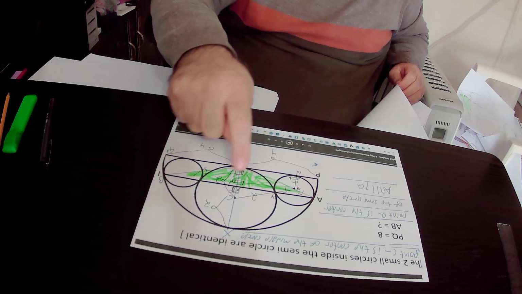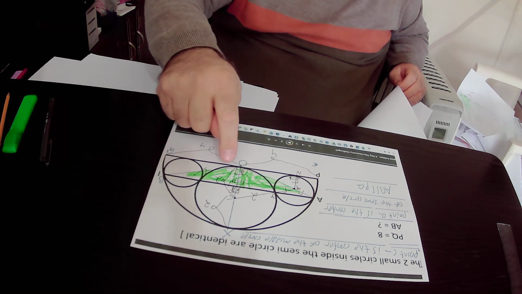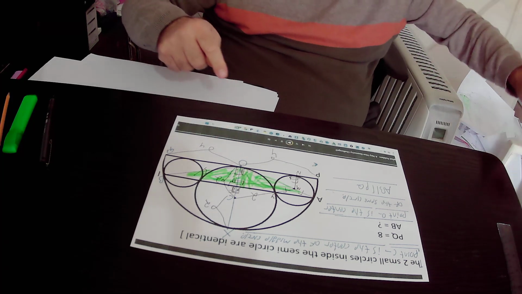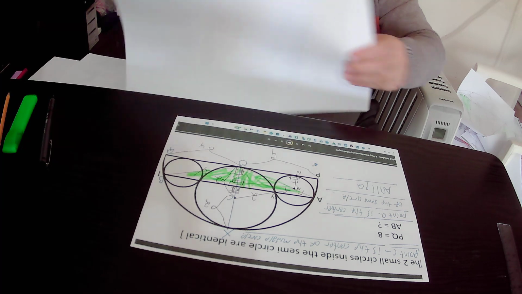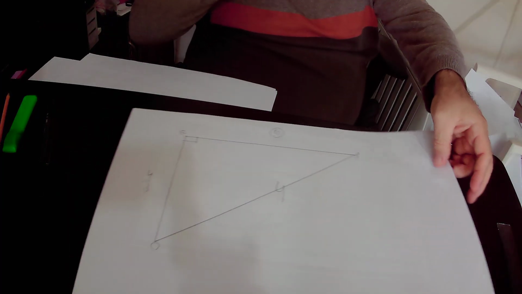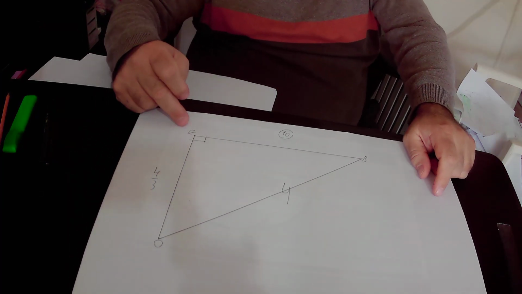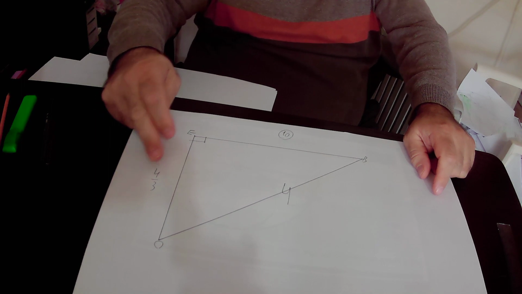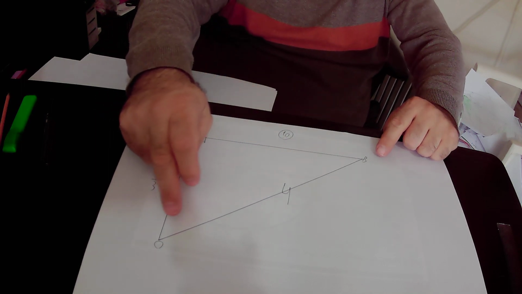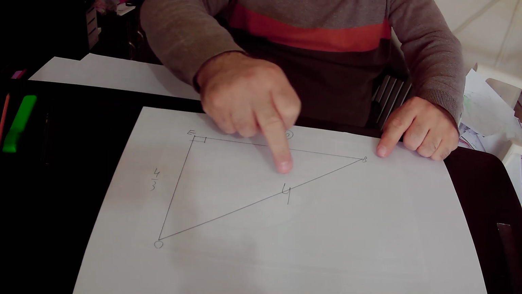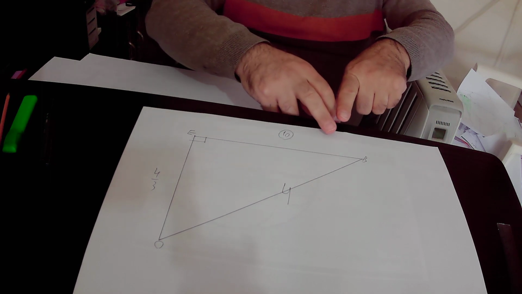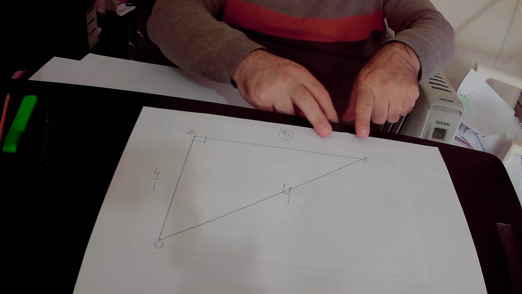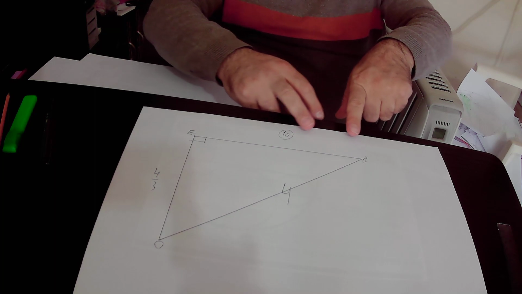So if angle OEB equals 90 degrees, then triangle OEB is a right triangle. So I drew again the right triangle, triangle OEB. We know that OE equals 4 over 3 units, and OB is the radius of the semicircle, therefore it equals 4 units, and the only thing that is left to do is to find out the length of side EB.